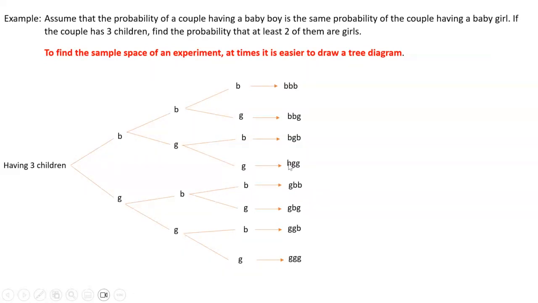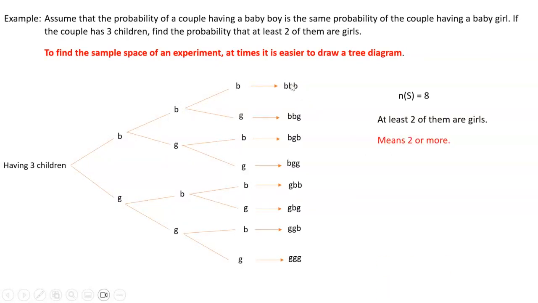Now, how many are there? 1, 2, 3, 4, 5, 6, 7, 8. So my sample space is 8. Okay, now what does the word at least 2 of them mean? At least 2 of them are girls. At least 2 means there have to be 2 or more, right?